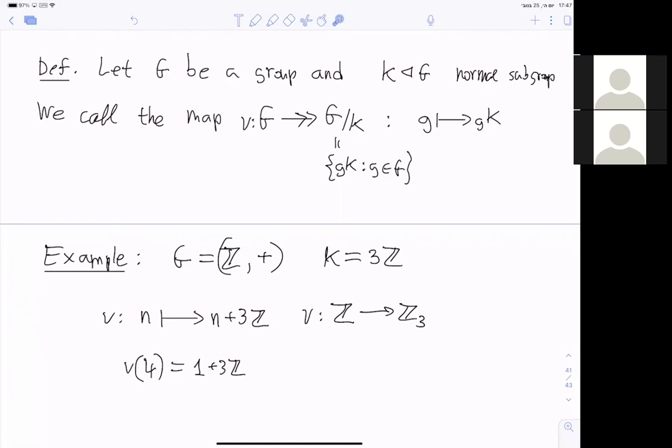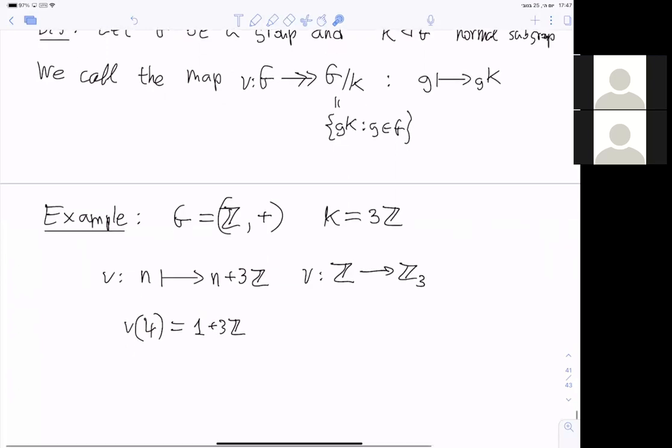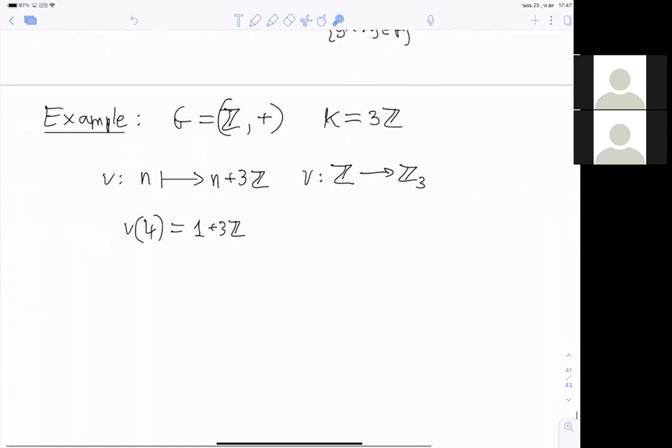Of course, if you take the kernel, it is just the kernel. I mean, it doesn't do anything. But we are going to see more examples in the sequel.